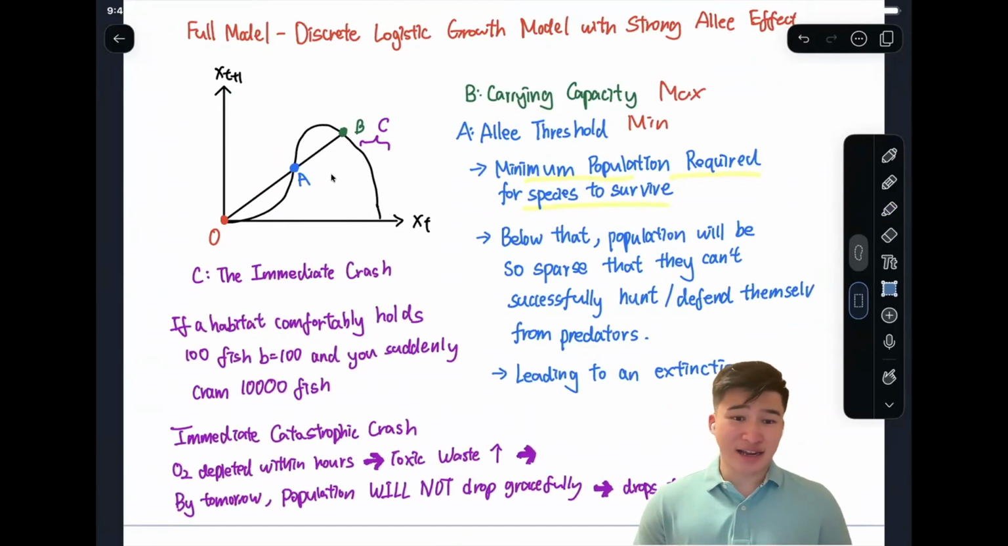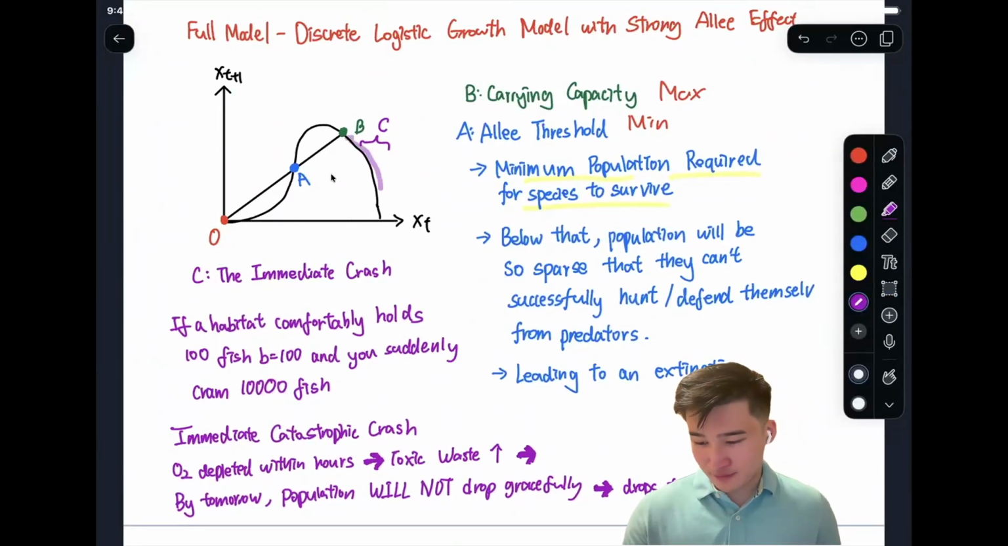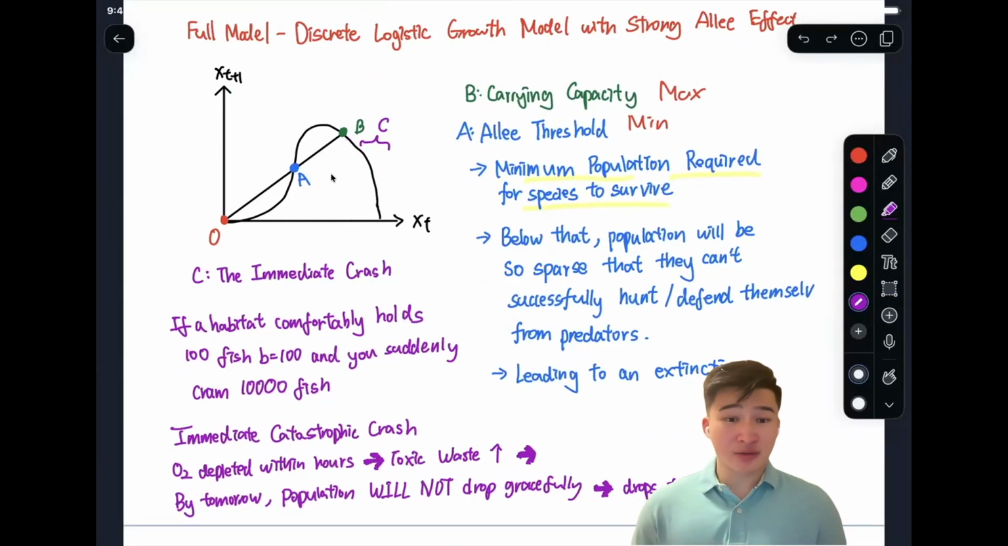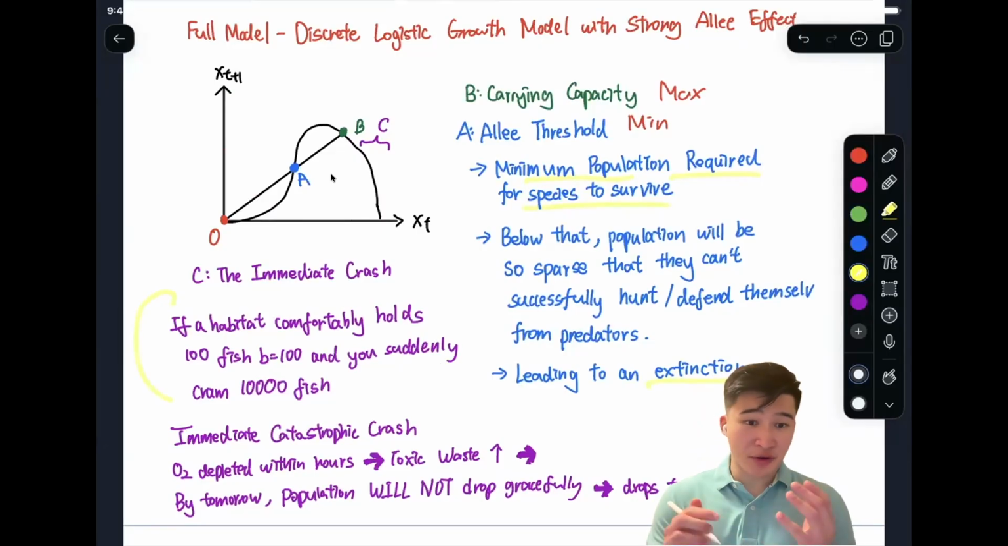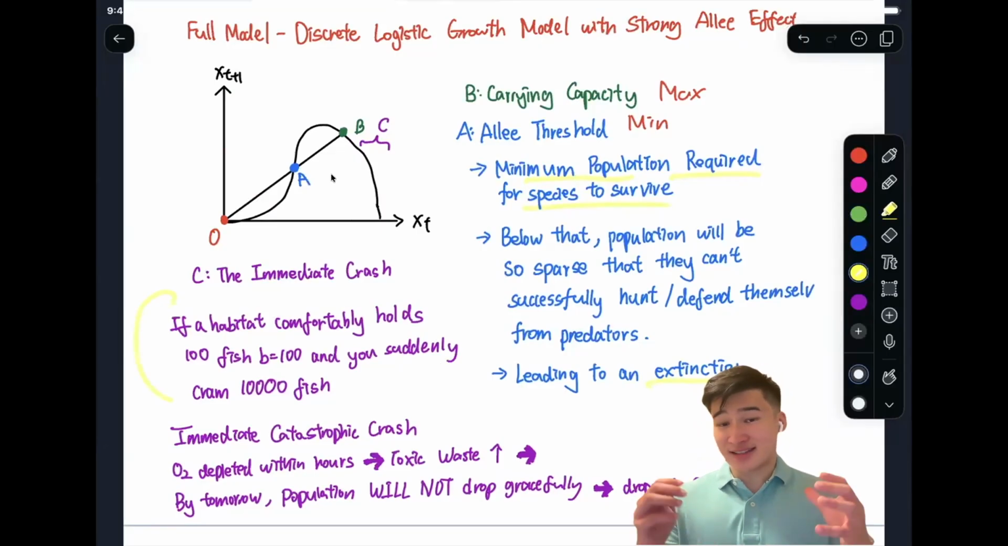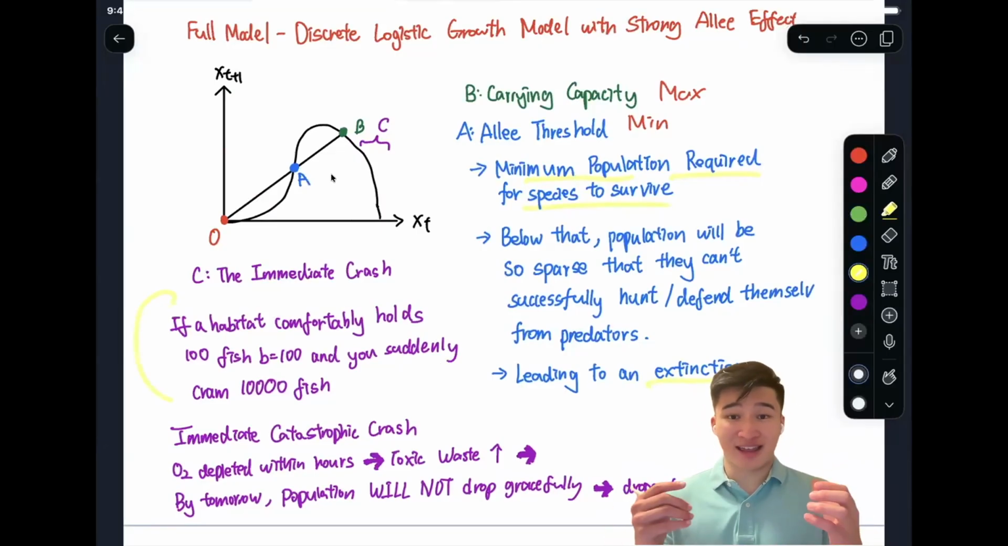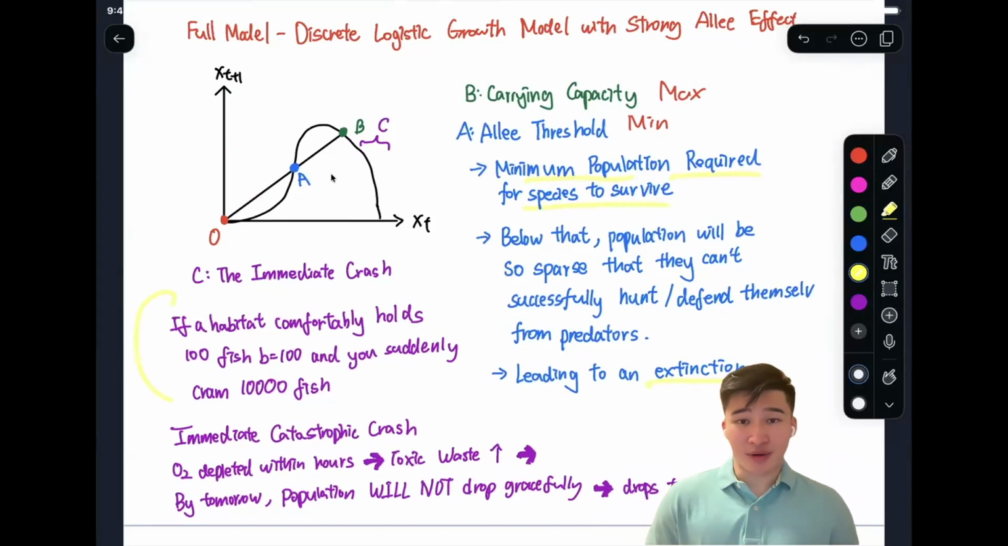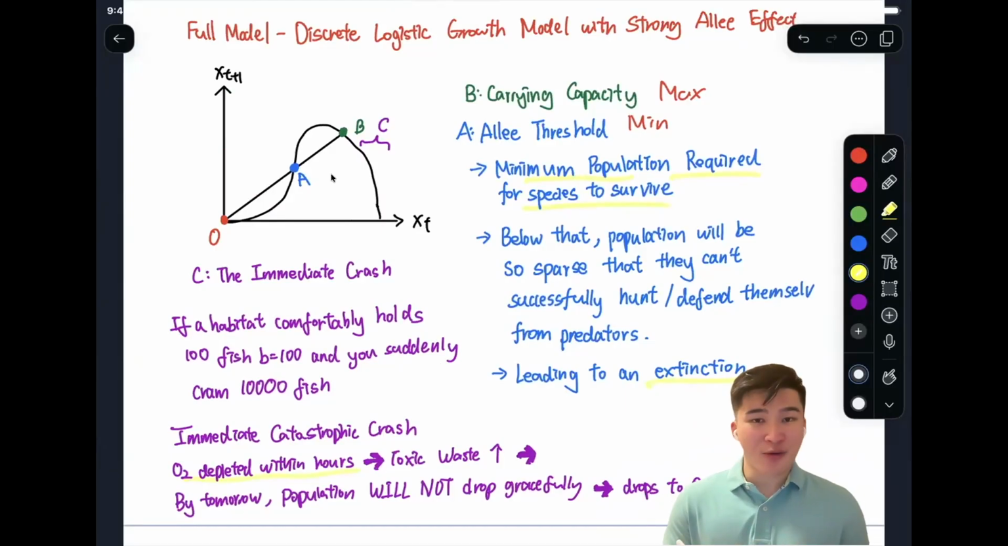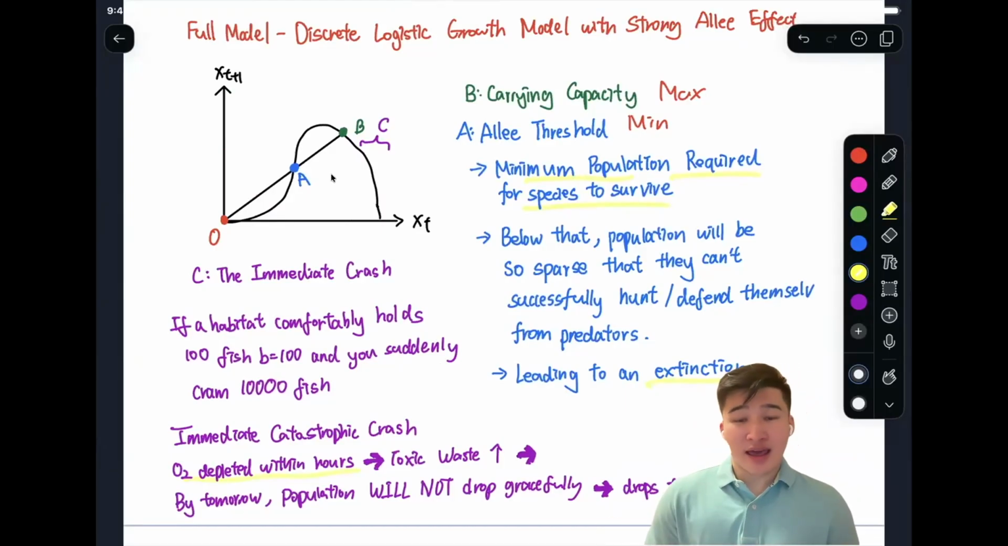And so C is what we call the immediate crash. You can see that there's a huge plunge from B onwards. So what we're facing is called the immediate crash. Let's take a look here, right? If a habitat can comfortably only hold 100 fish, and suddenly, for whatever reason, you cram 10,000 fish in, what do you think is going to happen? The crash would happen because the oxygen is going to be depleted within hours, or if we're talking about at this scale, probably within minutes. And toxic waste is going to build up. We talked about ammonia.